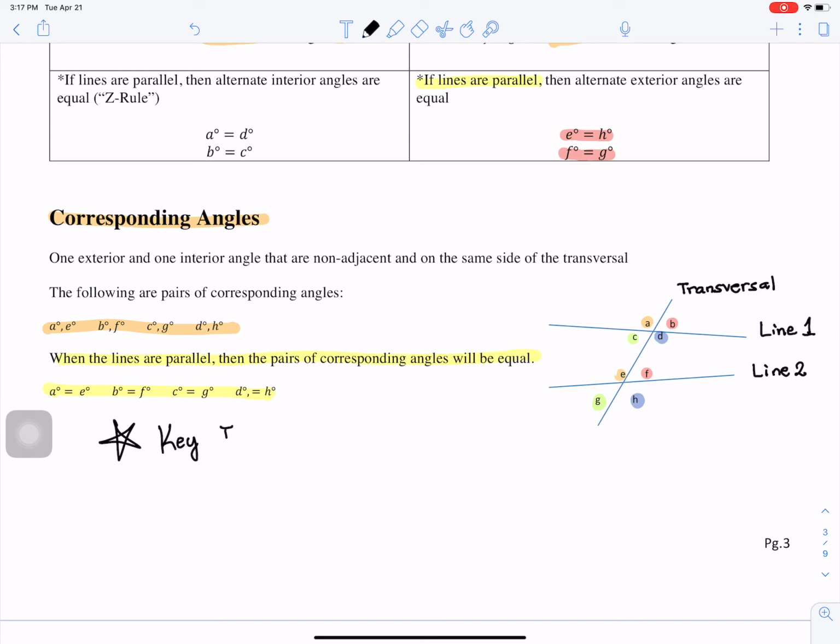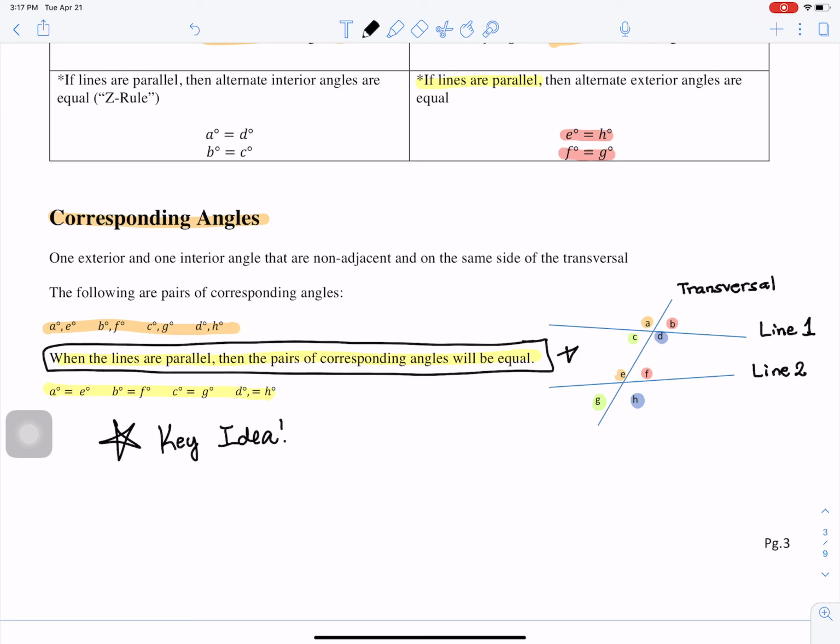There will be an assignment question later that uses this key idea that says, are the lines parallel? If the lines are parallel, the corresponding angles will be equal. So keep this statement in mind. Put a star beside it, because that will come up on your assessment or assignment that you've been given for this section.